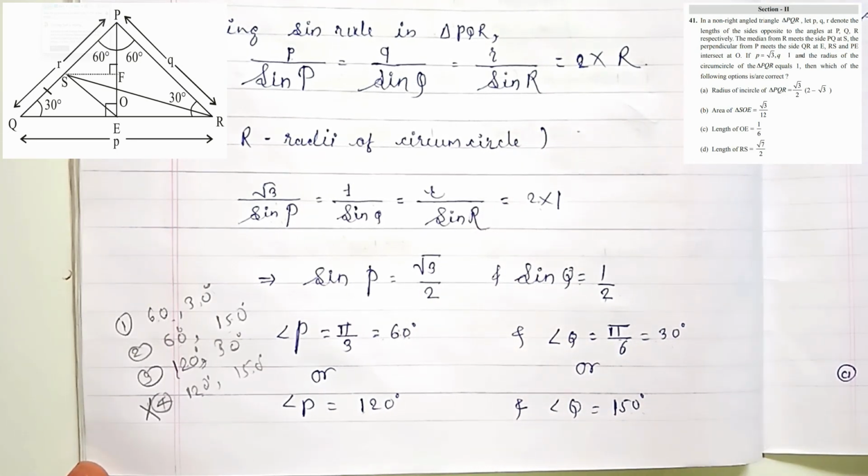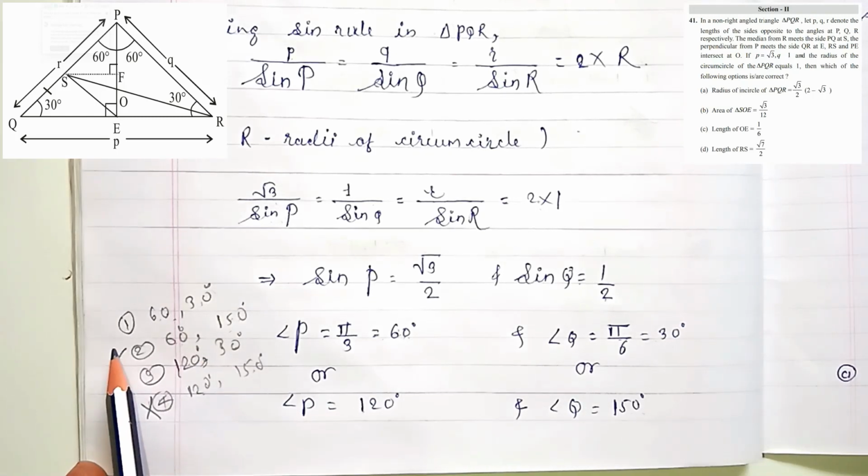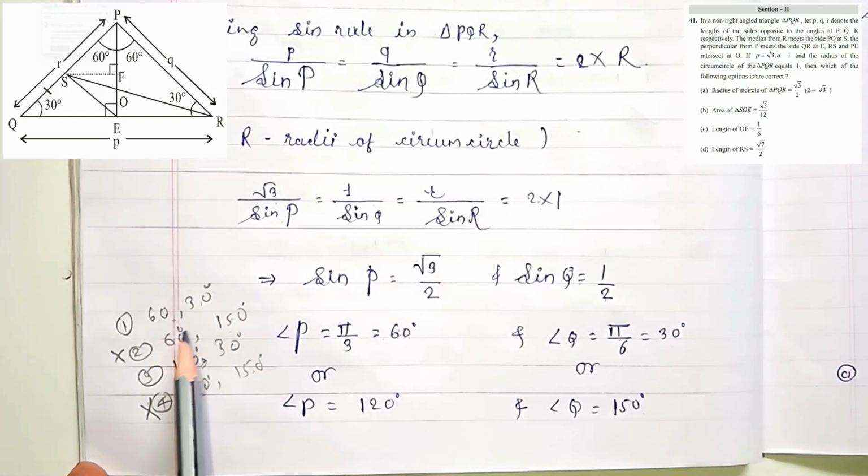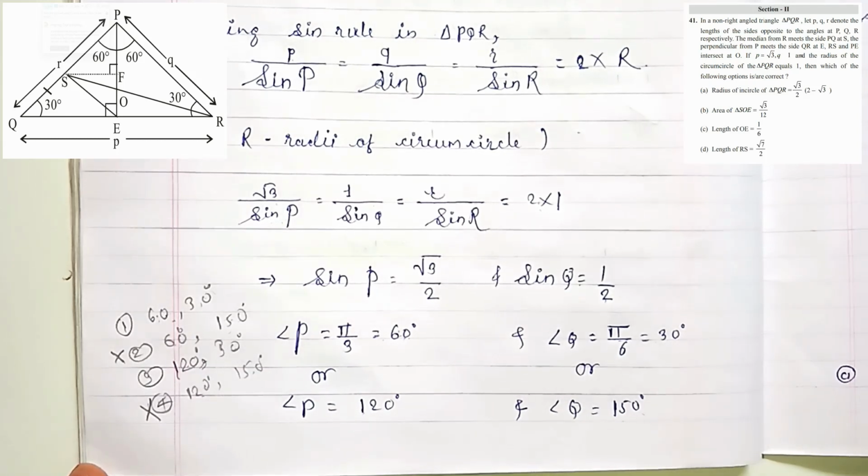That means two angles need to be smaller than 180 degrees in total, but here it is shown 60 degrees and 150 degrees, so this one is also wrong. So the second option, we cannot pick. Now we have left over 60 degrees and 30 degrees, and 120 degrees and 30 degrees. And if you remember from our question, the given triangle is a non-right angle triangle.